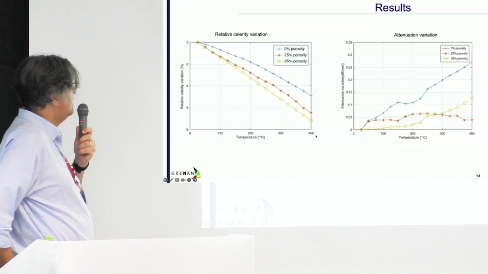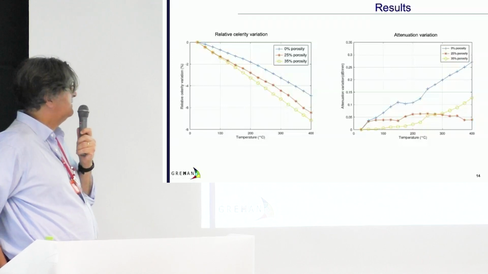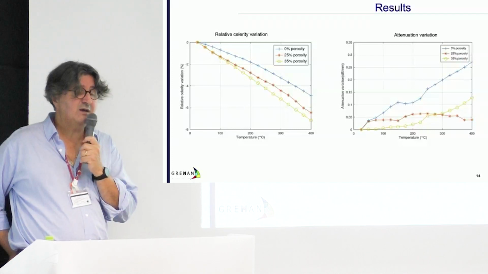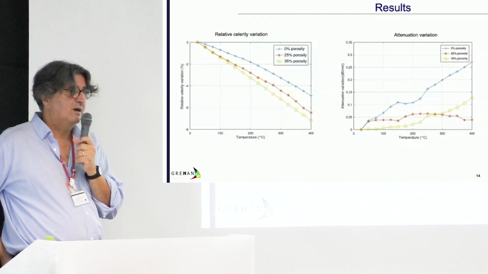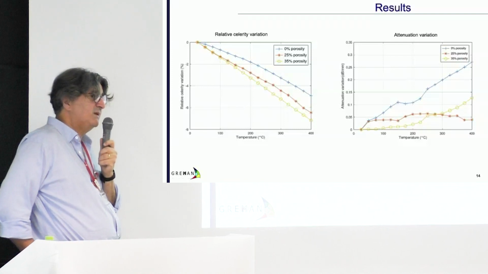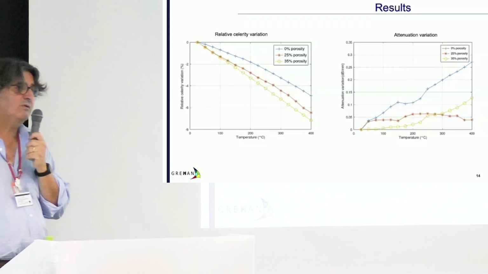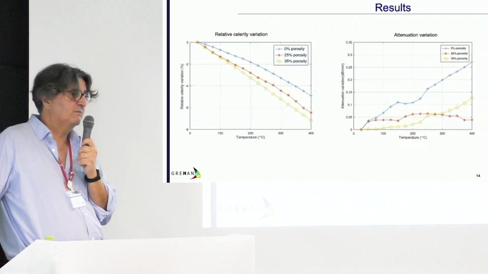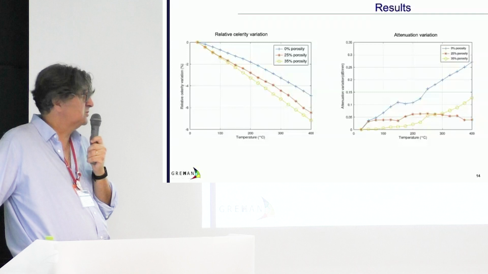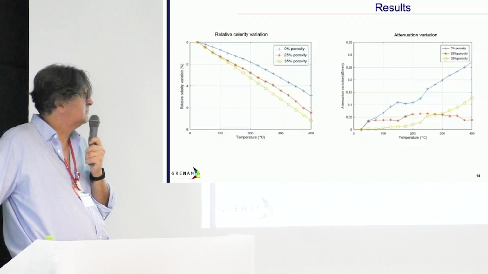So for this sample, for instance, at 25%, just to remind that the celerity, when you have a 25% porosity material, is something like 440 meters per second. So you have 6% variation, which is not that much.